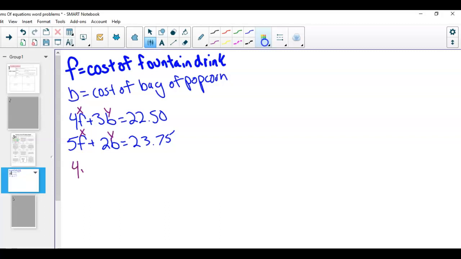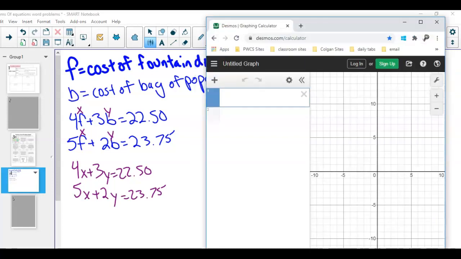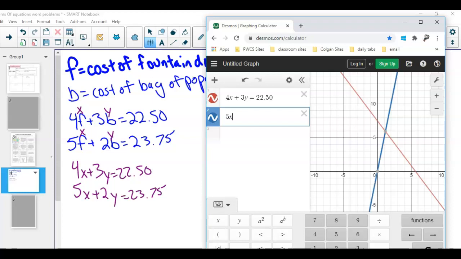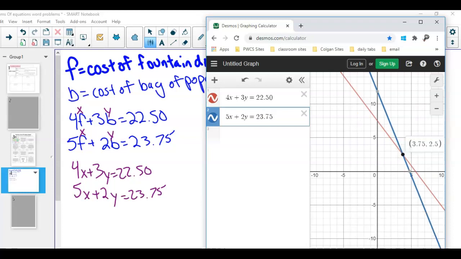So I could put in 4x plus 3y equals 2250. And 5x plus 2y equals 2375. And see what that is as an ordered pair. Alright, so 4x plus 3y equals 2250. It's going to graph that line for me. And then 5x plus 2y equals 2375. And I can see that point is where they intersect.